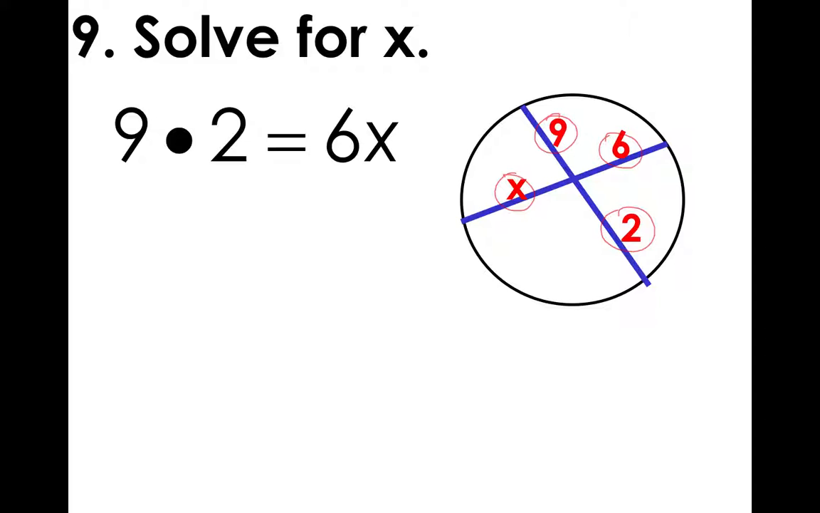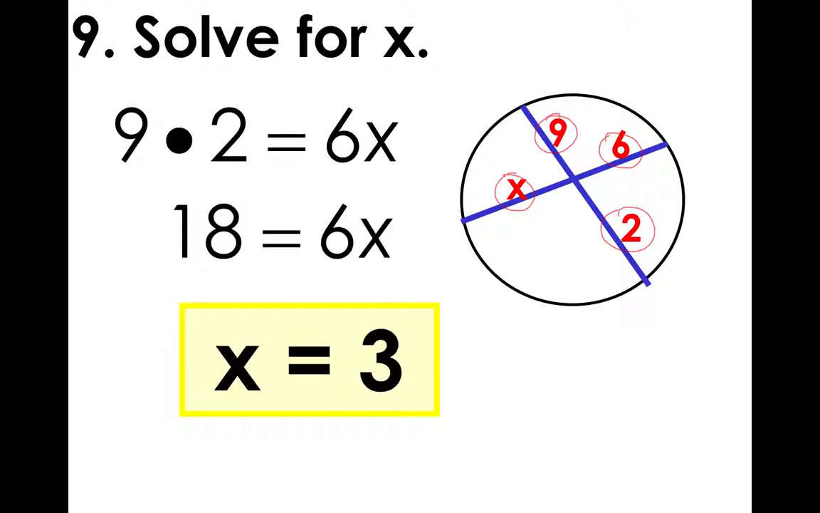Please understand, ladies and gentlemen, that these two chords do not go through the center. Even though your circle has a center point, your chords do not have to go through it. So when we write it as 9 times 2 equals 6x, then remember 9 times 2 is 18. And when I divide both sides by 6, I end up getting x is equal to 3.